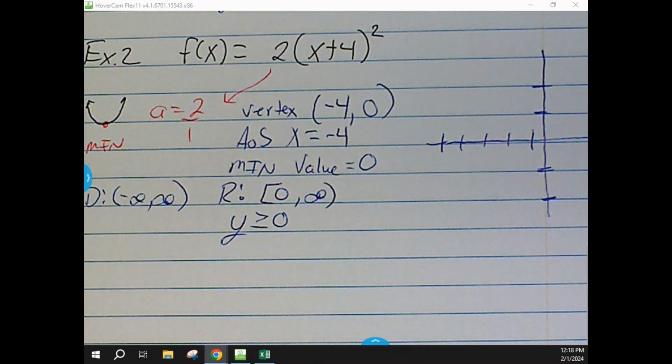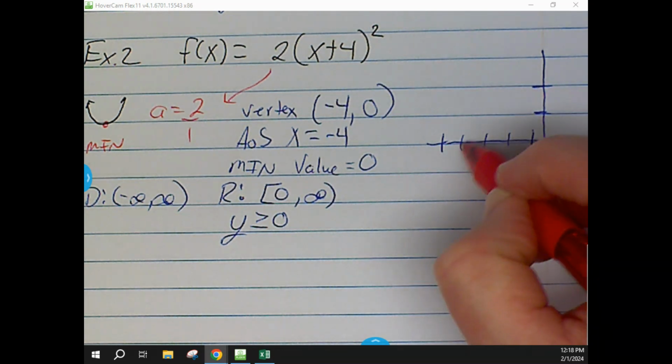Okay, so vertex, -4, 0. So that's it. 1, 2, 3, 4. That'll put us right there.